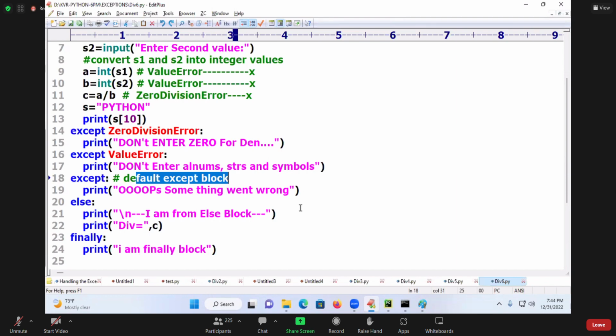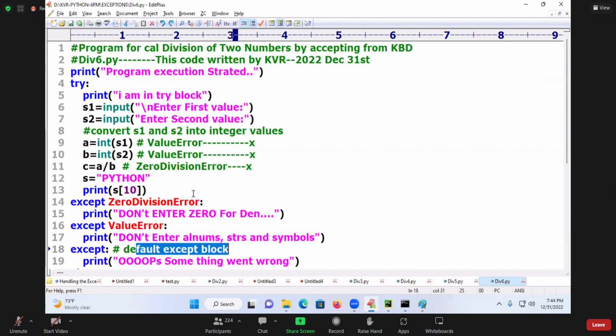So, this is called what? Except various forms. What is the first except block? Handling a single exception. Handling multiple exceptions. Handling the exception with an alias name. Handling every exception. Handling every exception alone is not recommended. Handling every exception after specific exceptions. This is the subject of what? Various forms of except blocks.